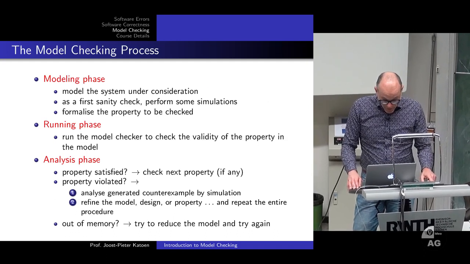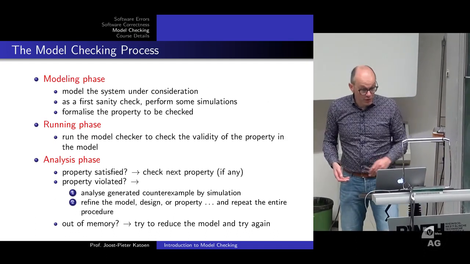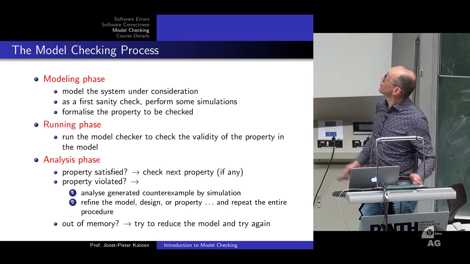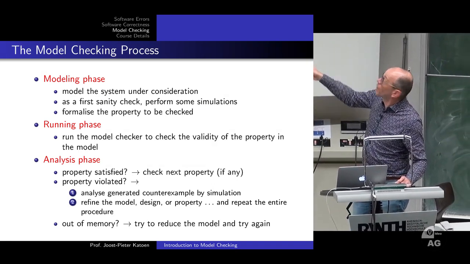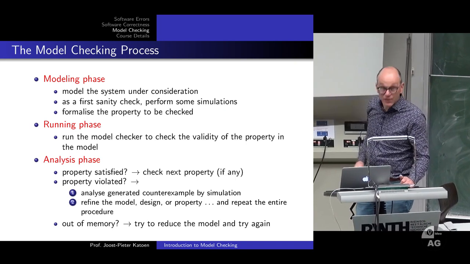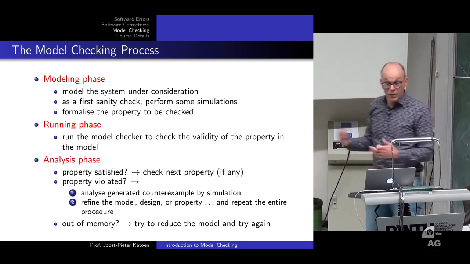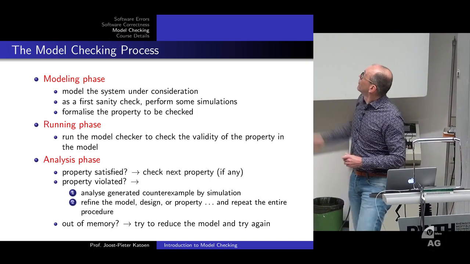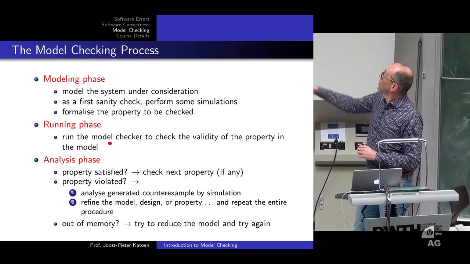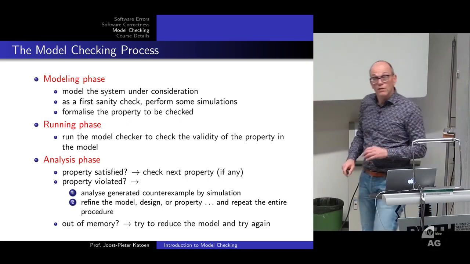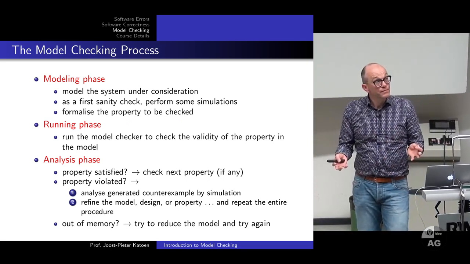Okay. So how do people use model checking? There are 3 phases. First, you have to model your system. You maybe can do some simulations as a kind of first sanity check, whether the model is really modeling your system. Then you formalize the property to be checked in logics. Now you run the model checker. This is push button.